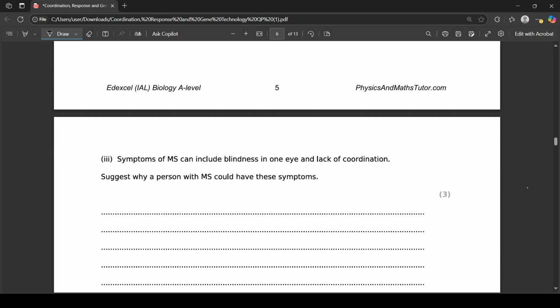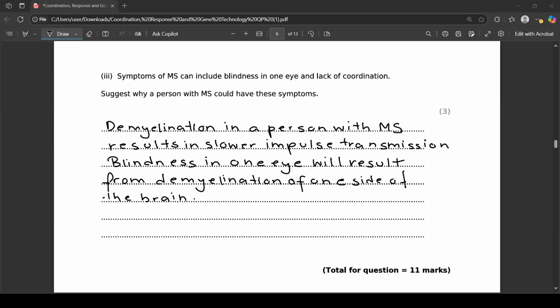Okay, this is symptoms of MS. So do we remember what MS is? MS is basically the demyelination of the myelin around the neurons. So as we know that myelination basically results in faster impulse transmission in the axon, but when there is demyelination around the neurons, the opposite happens. Demyelination in a person with MS results in slower impulse transmission.